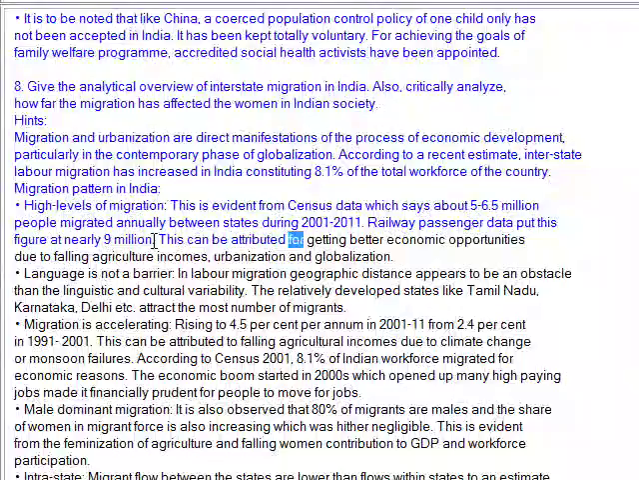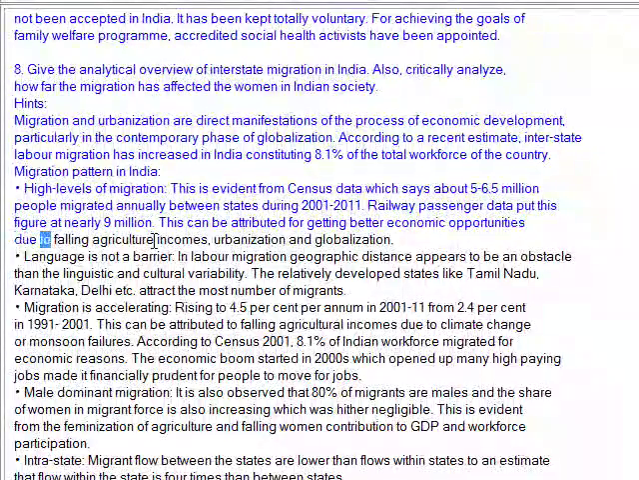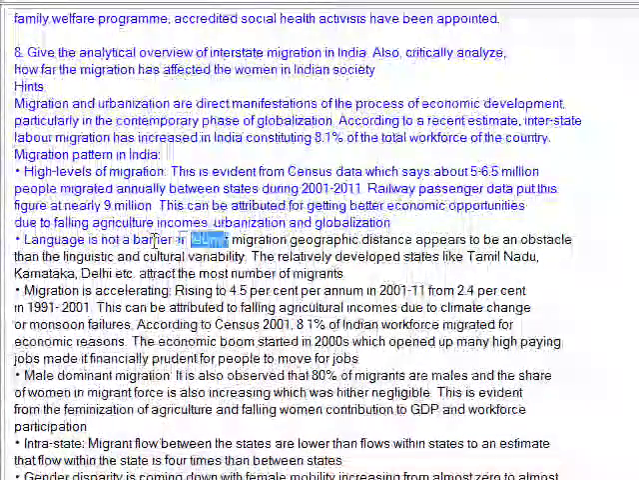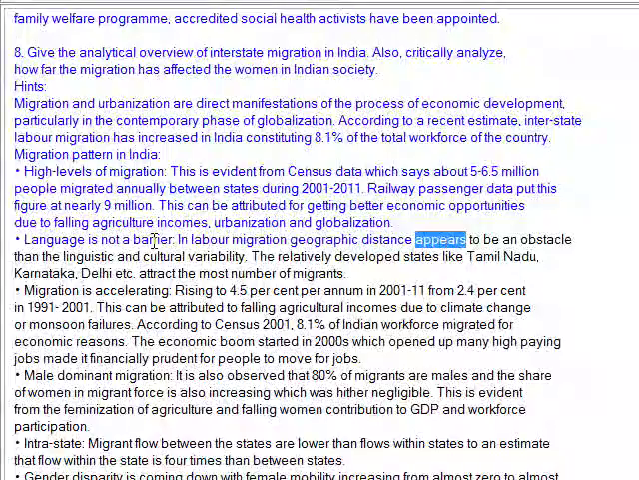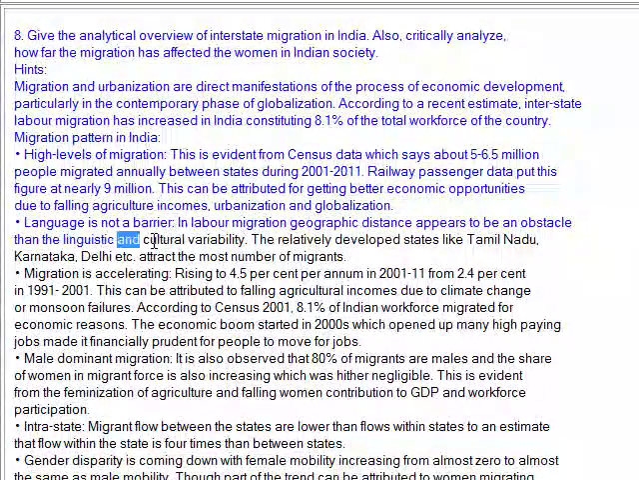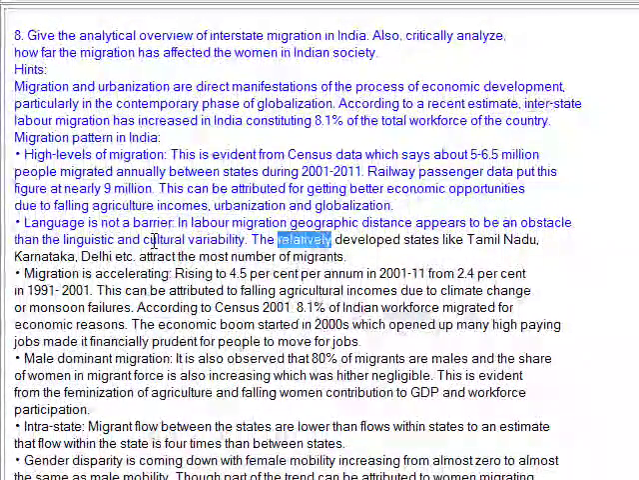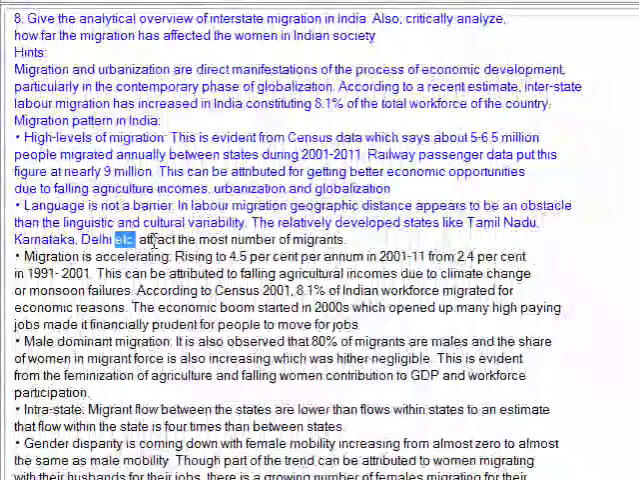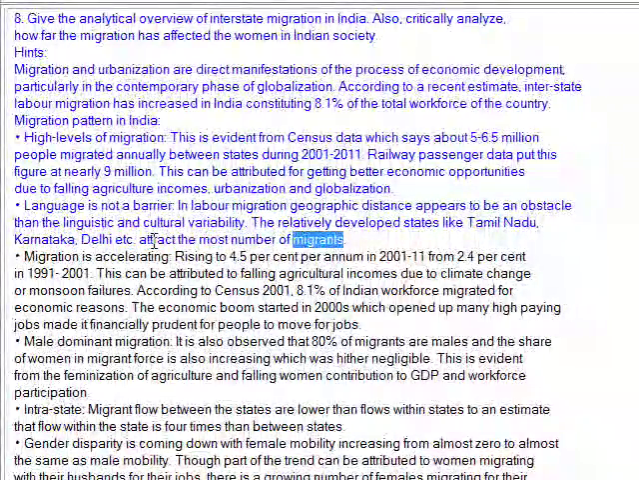This can be attributed to getting better economic opportunities due to falling agriculture incomes, urbanization and globalization. Language is not a barrier. In labor migration, geographic distance appears to be more of an obstacle than linguistic and cultural variability. The relatively developed states like Tamil Nadu, Karnataka, Delhi, etc. attract the most number of migrants.